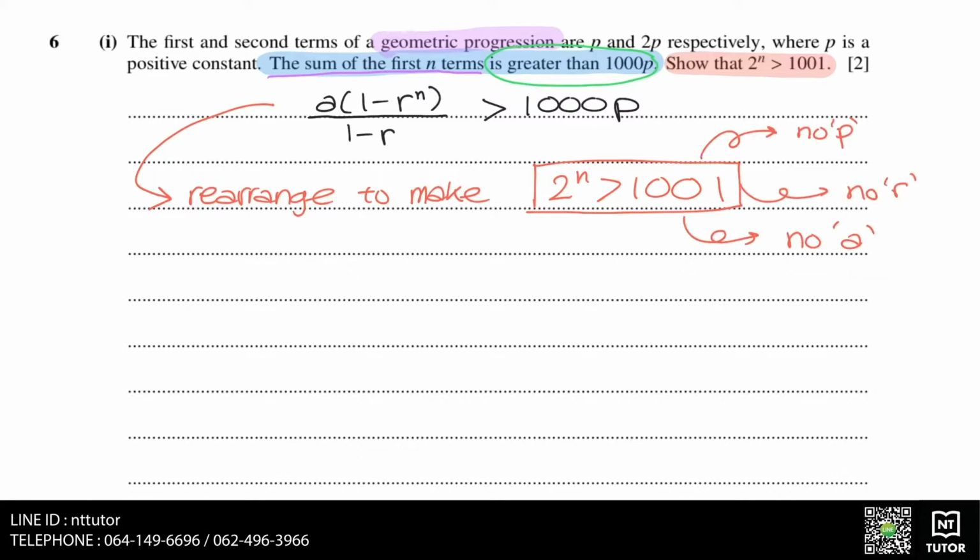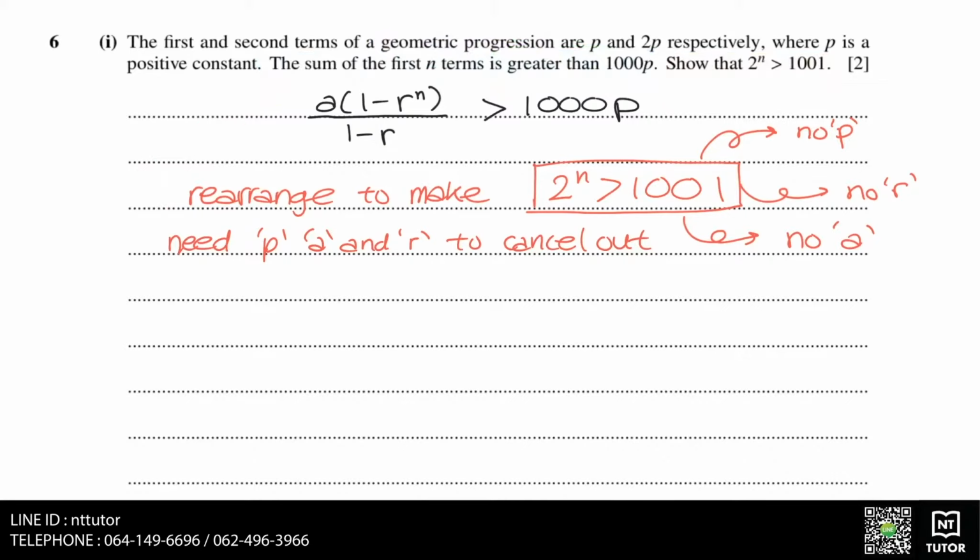This means that we need to somehow cancel out the p, the a, and the r. And we can do this by trying to write a and r in terms of p and hope that it will eventually cancel out with the other p.